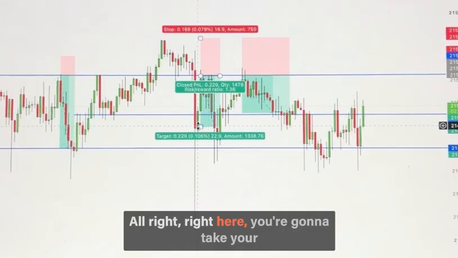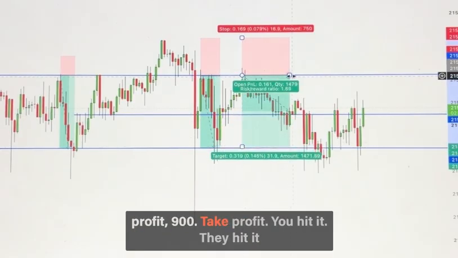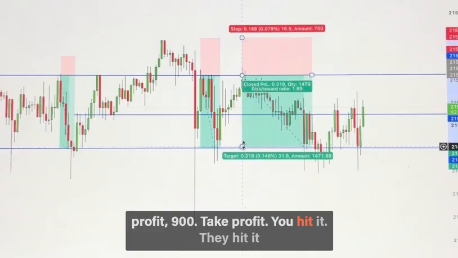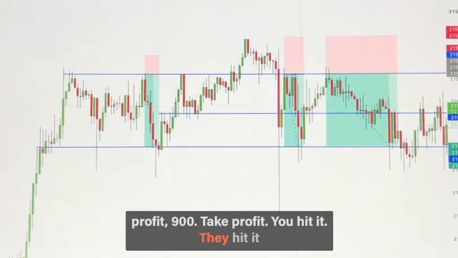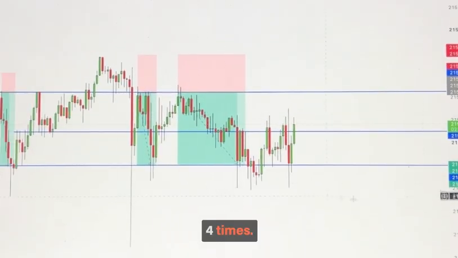All right, right here, you're gonna take a profit at 900. Right here, you're gonna take a profit at 900. Take profit. It hit it so many times. It hit it 1, 2, 3, 4 times.